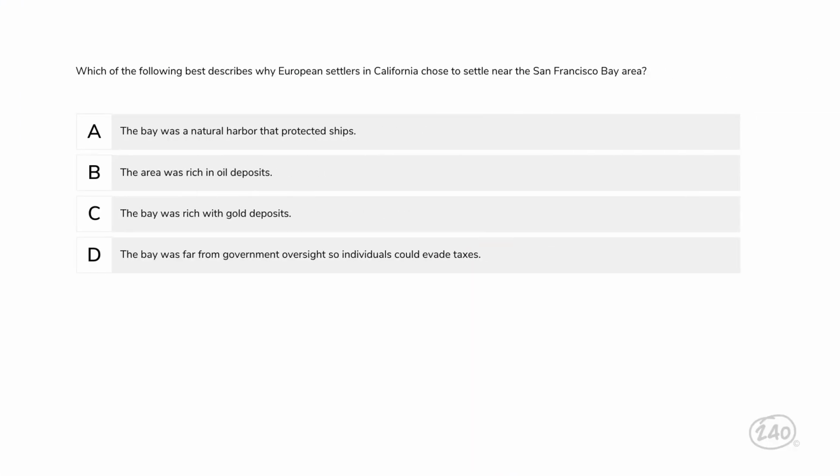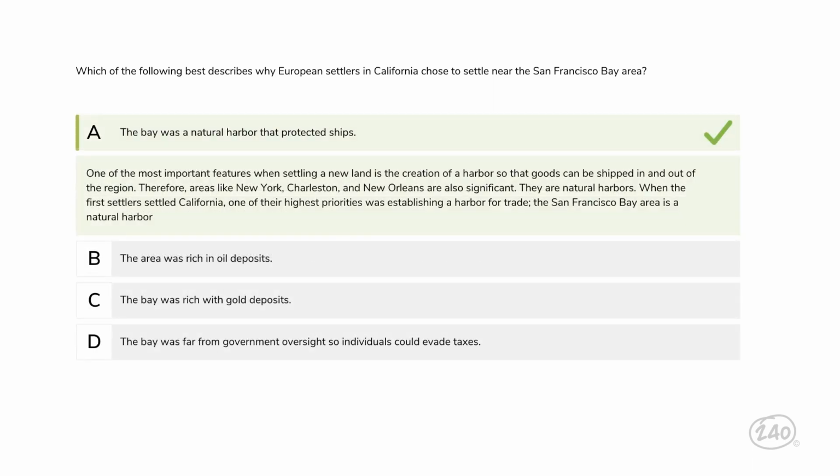Now let's take a look at a geography question. Which of the following best describes why European settlers in California chose to settle near the San Francisco Bay Area? Social Studies exam pro tip: water is a big deal. One of the most important features when settling a new land is the creation of a harbor, so that goods can be shipped in and out of the region. So, when the first settlers arrived in California, one of their highest priorities was establishing a harbor for trade, and the San Francisco Bay Area is a natural harbor. That means the correct answer is A.